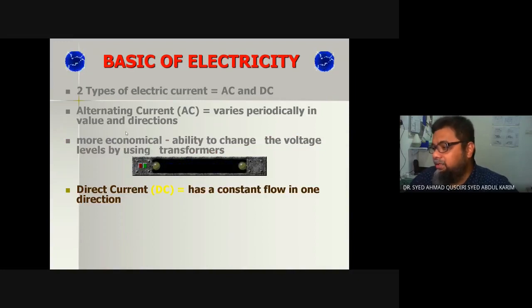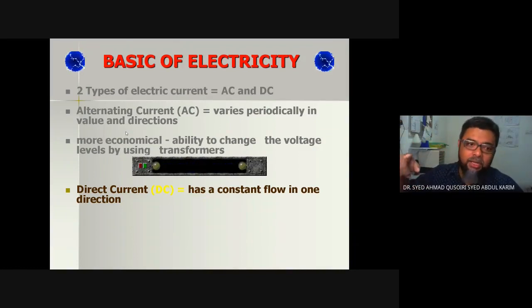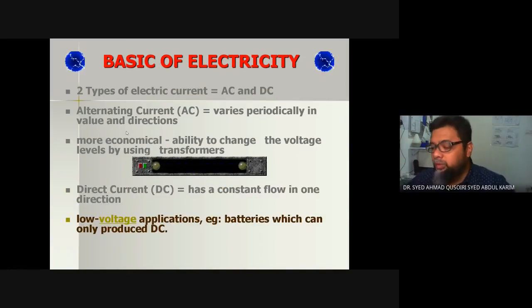Next is direct current. The direct current has a constant flow of electrons in one way. So it's completely the opposite. The value does not change that much and it is only flowing in one direction. So it is suitable for low voltage applications such as battery powered appliances. There's a great history on AC and DC.